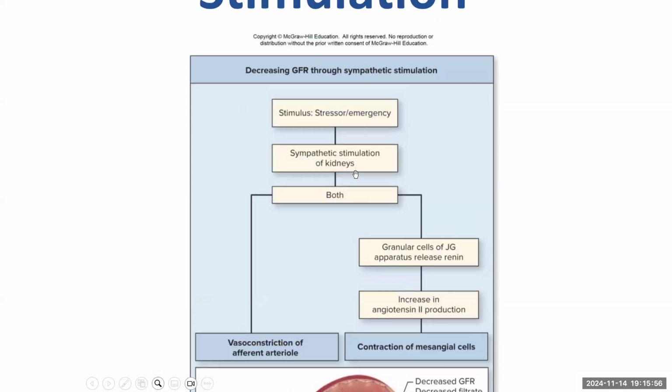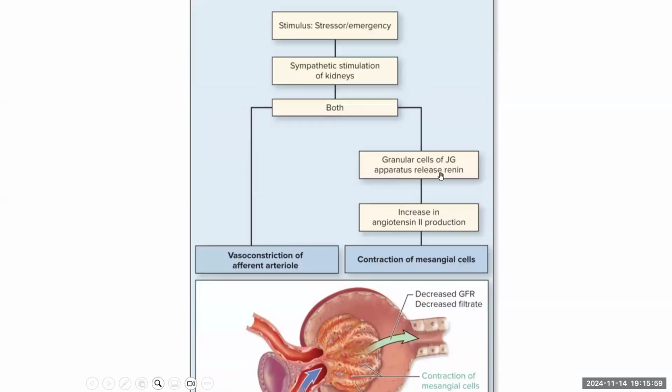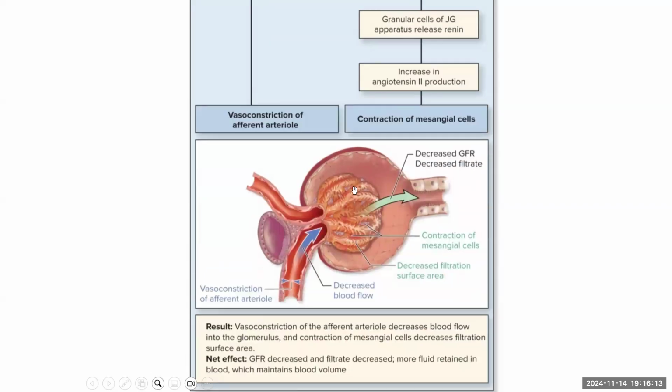And then also here, we're going to see the granular cells that are going to produce renin. Renin causes the production of angiotensin 2. And then that angiotensin 2 is going to cause the mesangial cells to contract. And so they're going to decrease the surface area of our filtration membrane. Everything kind of just clamps down, so less stuff can leave the glomerulus.